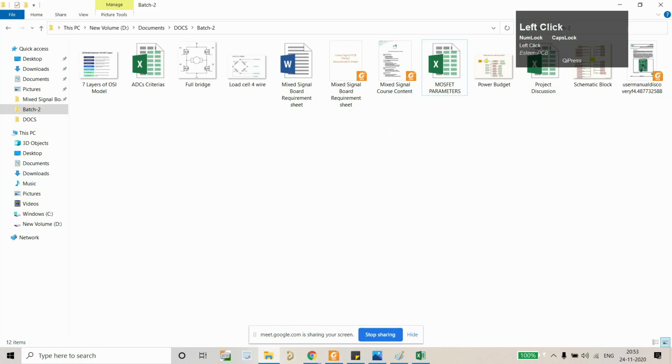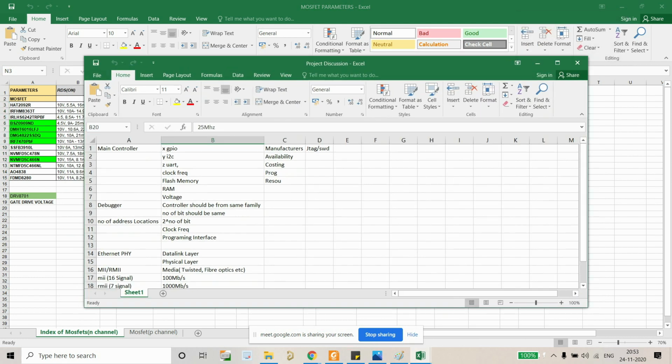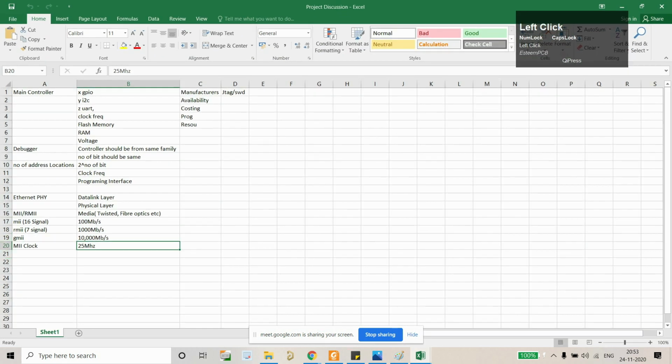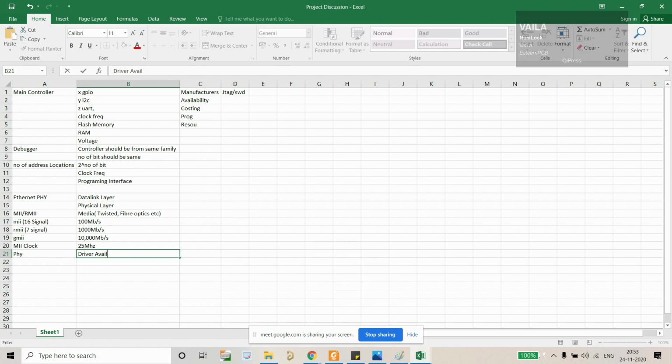So I'll just open the sheet again and mention that. For the Ethernet PHY, another point that I can add is the driver availability. Okay.